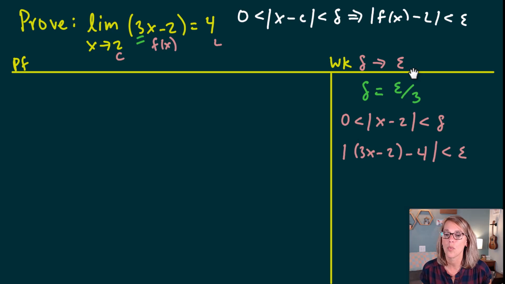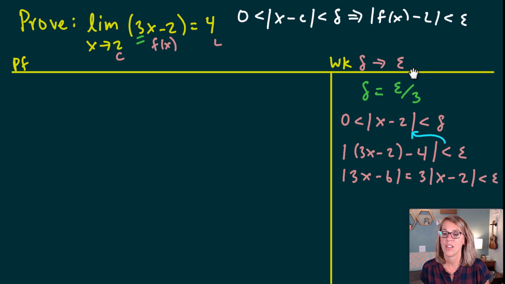We're going to do the work so that we can get to the x minus 2. And the work is just working through some algebra here. So I've got 3x minus 2 minus 4. That's 3x minus 6. I can pull a 3 out in front, so this is going to be 3 times |x minus 2| is less than epsilon, and we've got where that delta is living. Let's go ahead and dive into the proof.